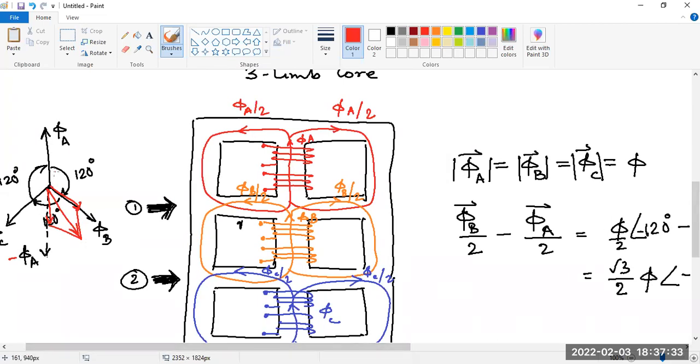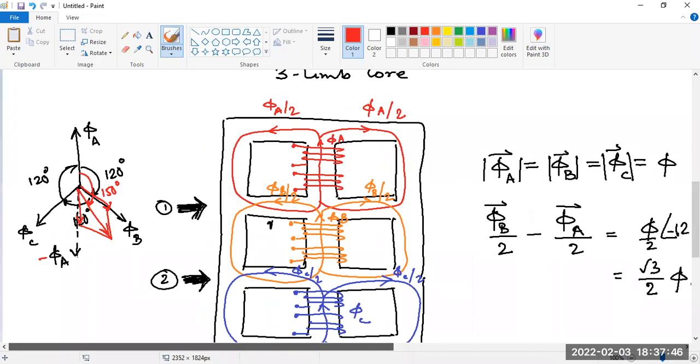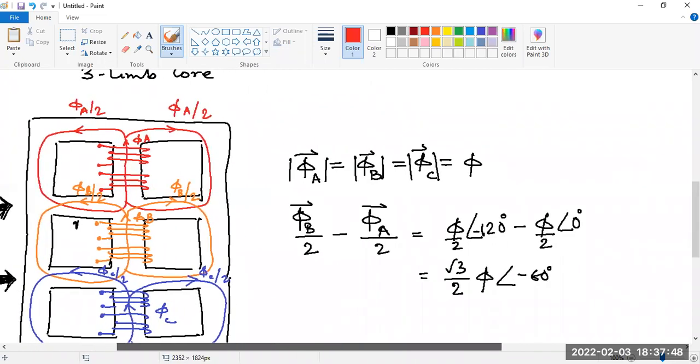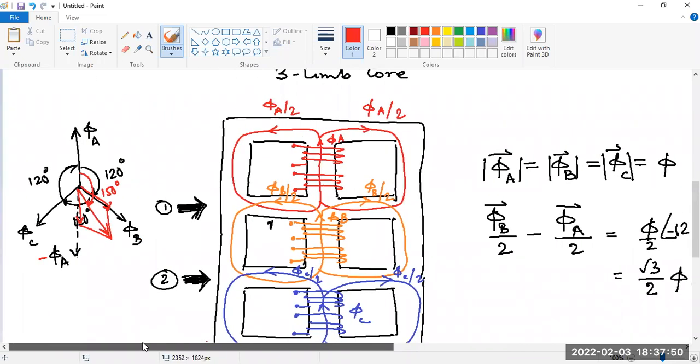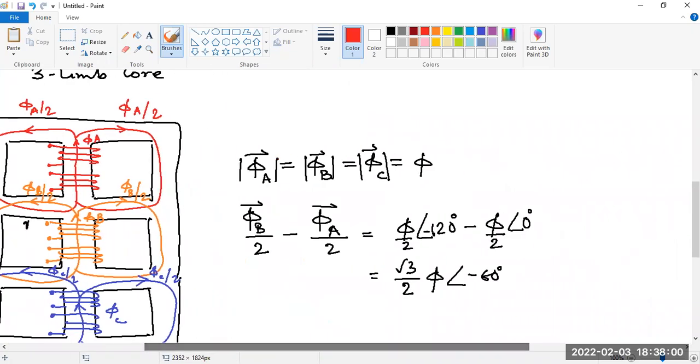If this is my reference, this angle becomes 120 plus 120 plus 30. Okay, so it is minus 150 degree. Vectorically, if we sum, then we are getting minus 150 degree. Somewhere you have made some mistake. No, sir, minus 150. Yes, it will be minus 150 degree.